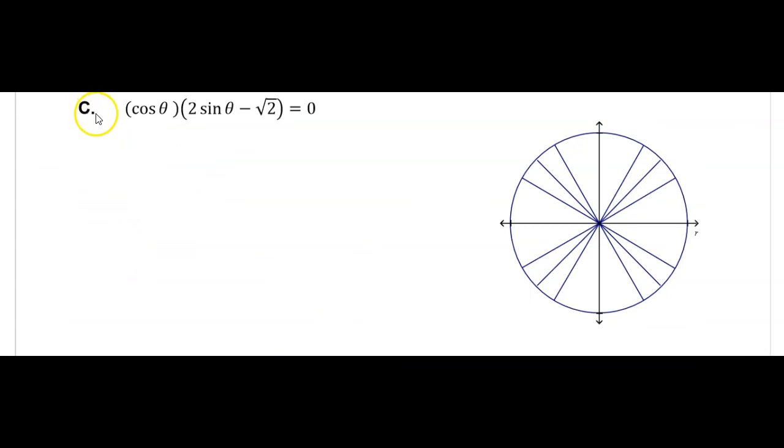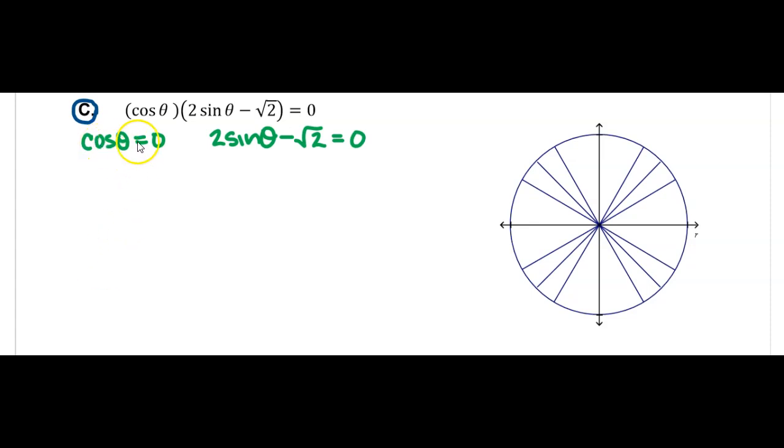Why don't you pause the video and see what you can do with example C, and then we will come back and talk about it. I want you to notice that this equation is already in factored form. It is a factor times another factor equal to 0, so they've already factored it for us. I would start off by setting both factors equal to 0 and going from there.